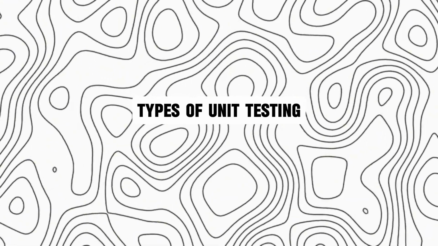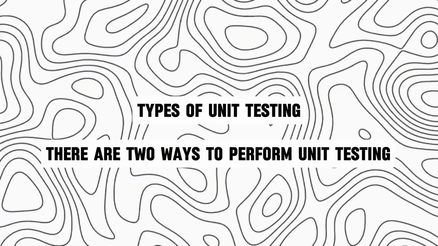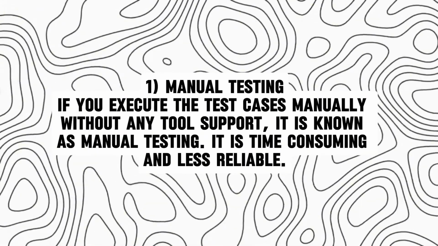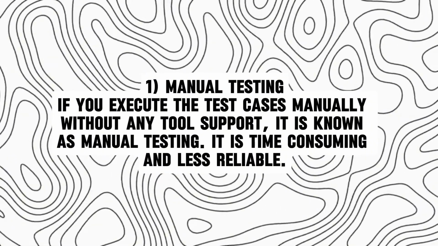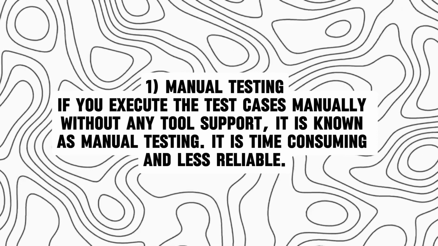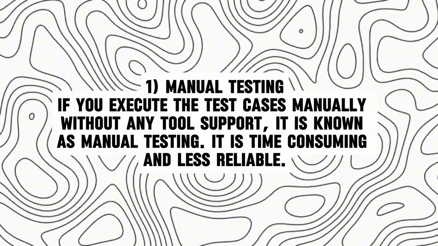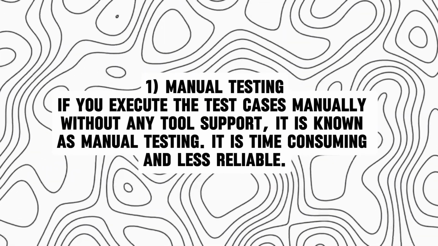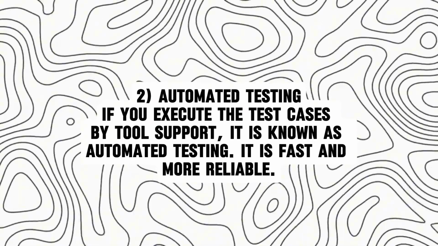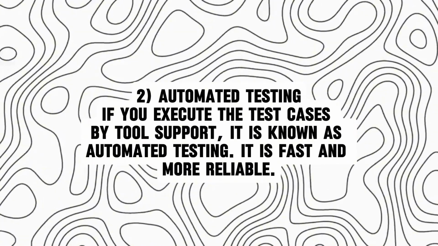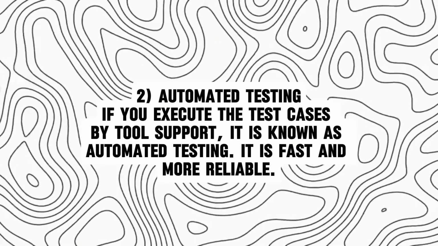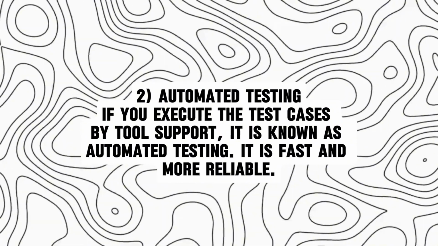Types of unit testing. There are two ways to perform unit testing. One, manual testing. If you execute the test cases manually without any tool support, it is known as manual testing. It is time-consuming and less reliable. Two, automated testing. If you execute the test cases with tool support, it is known as automated testing. It is fast and more reliable.